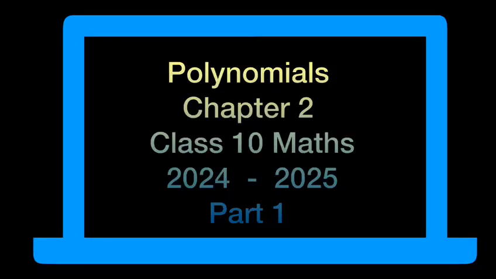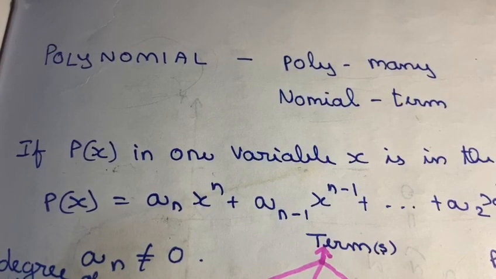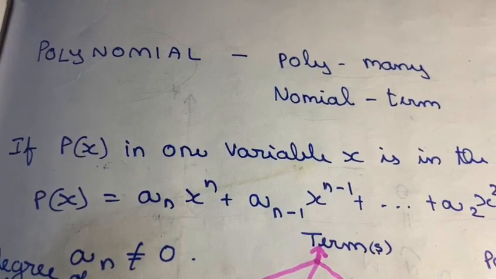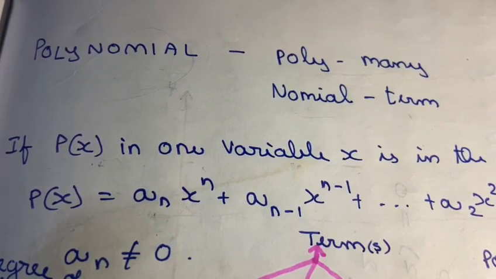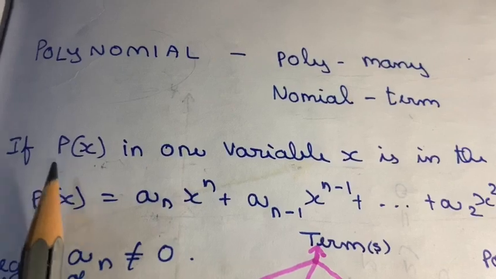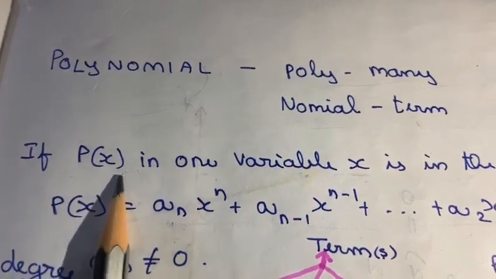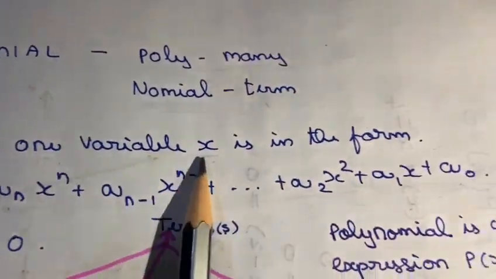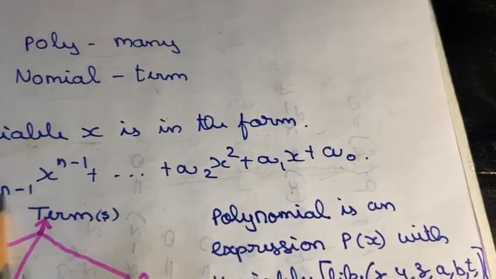Chapter 2: Polynomials. This video contains some basics about polynomials as well as some concepts on linear polynomials. Let me start with a small introduction to polynomials. Poly means many, nominal means terms. Here the polynomial is usually denoted as p of x. P of x in one variable x is in the general form given below.